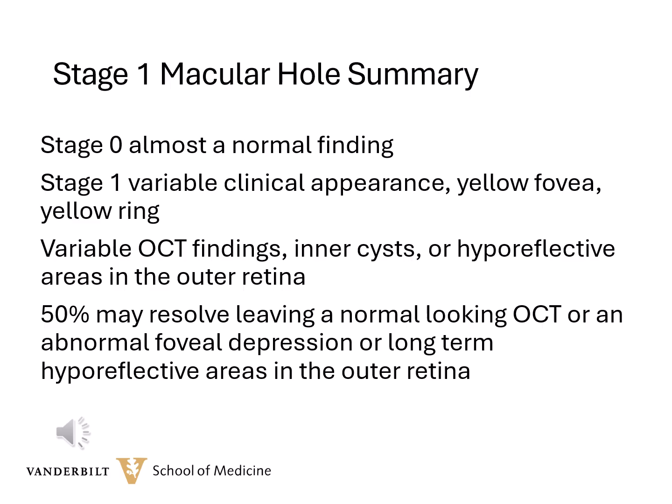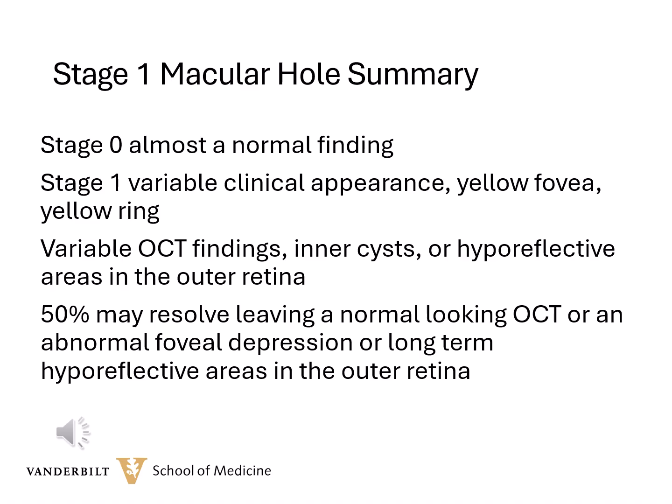So, in summary, stage 0 vitreomacular adhesion is almost a normal finding. Stage 1 has a variable clinical appearance of either a yellow fovea or a yellow ring around the fovea. The OCT has variable findings. There can be inner cysts or a hyporeflective area in the outer retina.